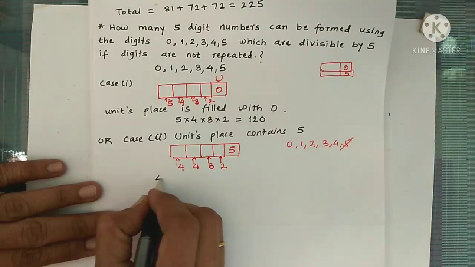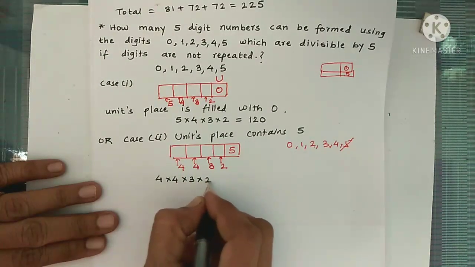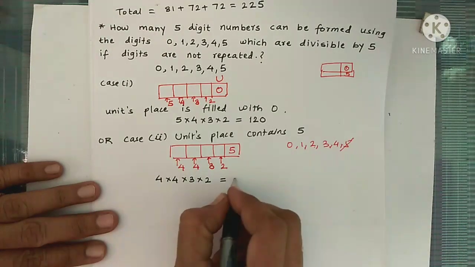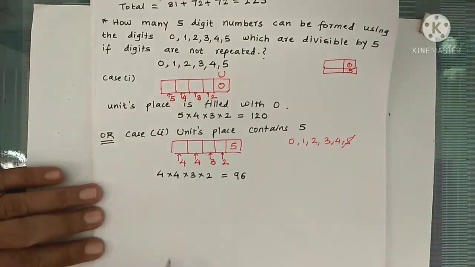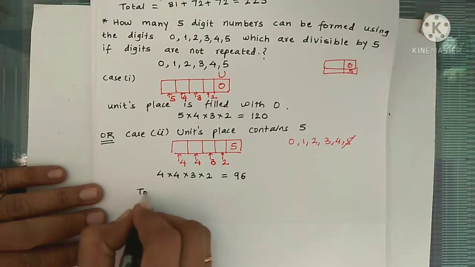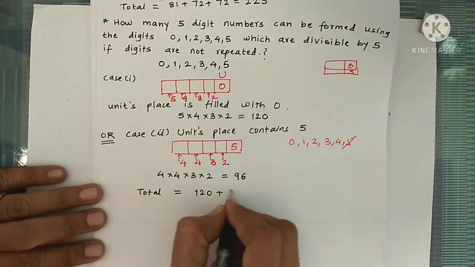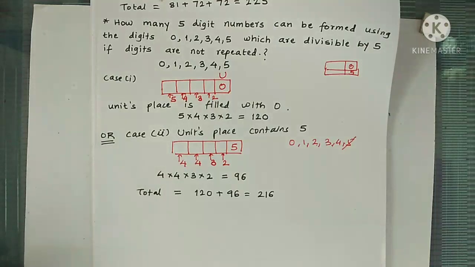So total number of ways in case 2 is 4 into 4 into 3 into 2. So that is 4 into 4, 16 into 3, 48 into 2 is 96. In between we have OR, case 1 or case 2. So the grand total number of ways is we have to add these two numbers, 120 plus 96. So that is 216. So the numbers which are divisible by 5 are 216 in number.